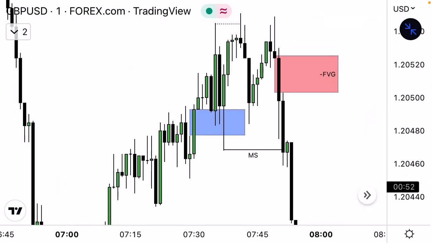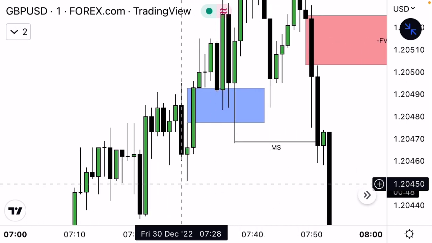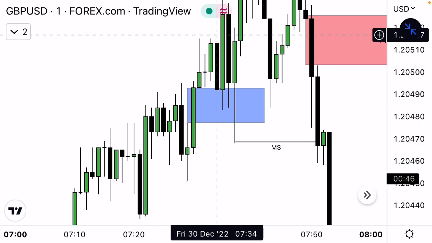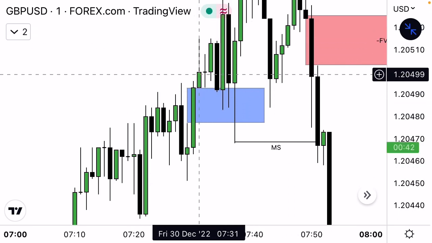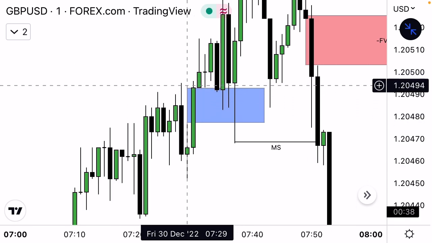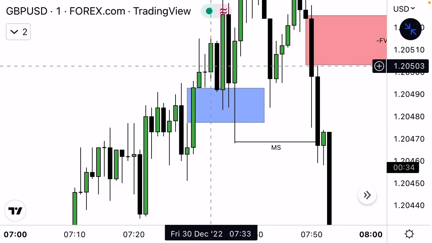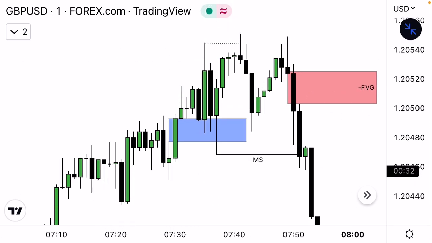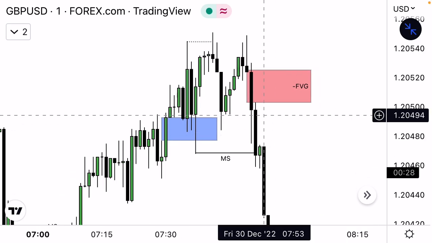So now we're going to look at the next example. We can see here we have a low, we have a displacement, we have a fair value gap. You could enter on this, but in my opinion, there's no super clear break of a high. There is this little high right here, so you could enter on this. But for me personally, I wouldn't take this. So now we'll take a look at another example.